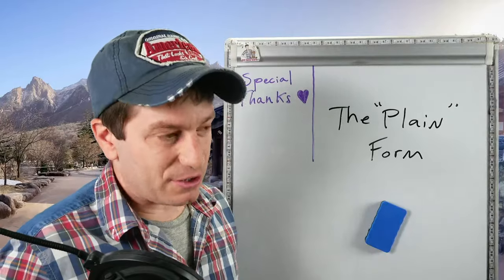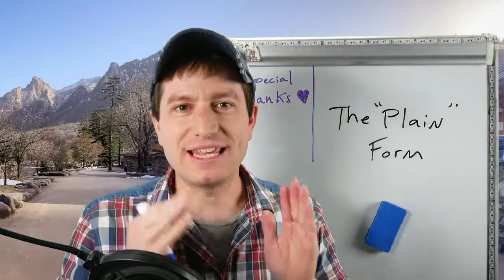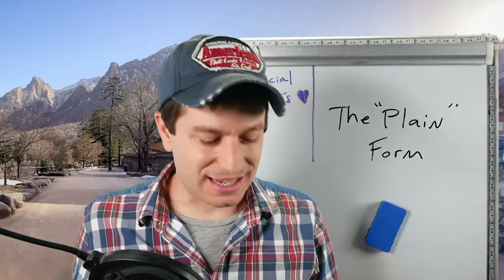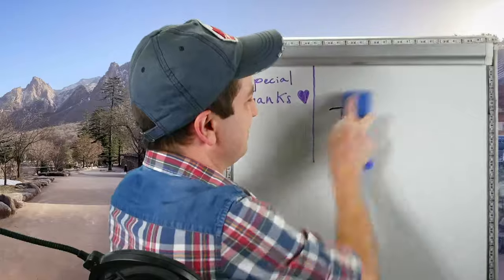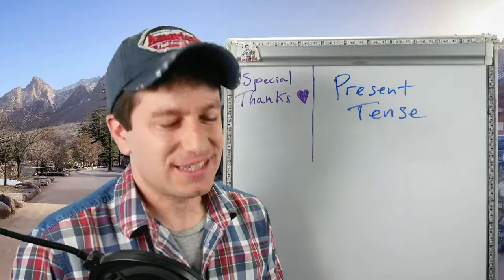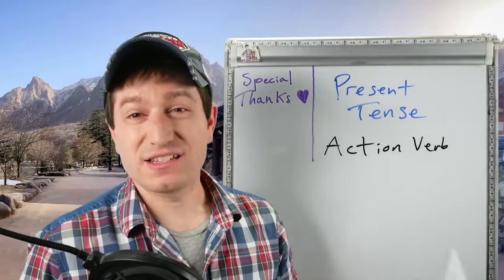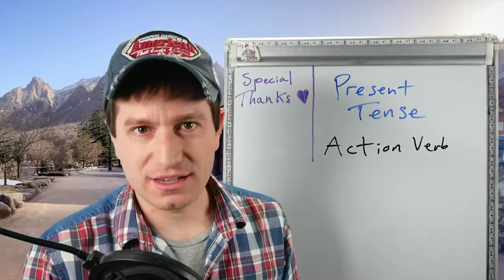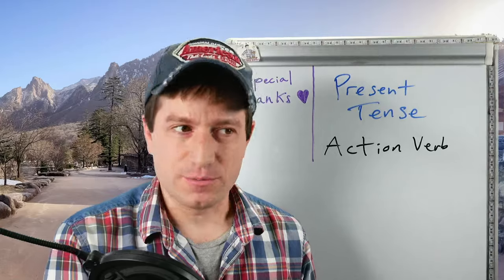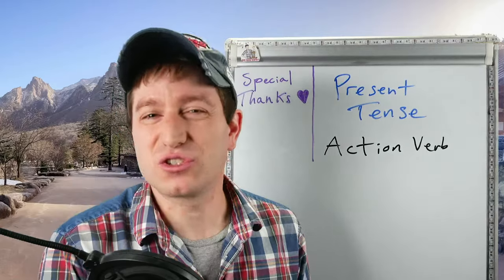I'm going to be talking about how to use the plain form in detail in this lesson. But before we do that, let's just talk about how it's made. First, let's start with the present tense. The way you conjugate it depends on whether you're using an action verb, so a verb that's doing something, or if you're using a descriptive verb, so a verb that's just being used to describe something.